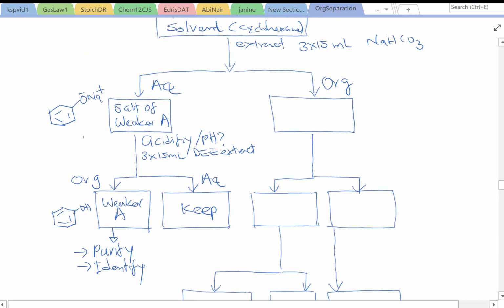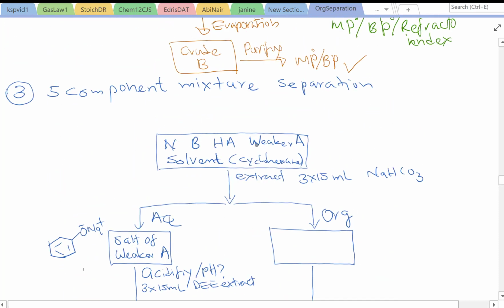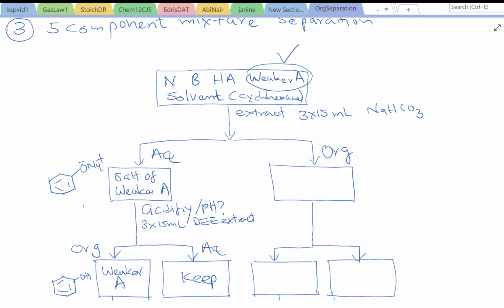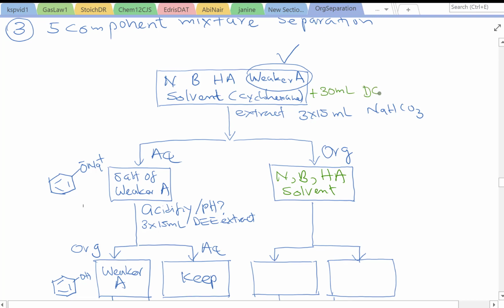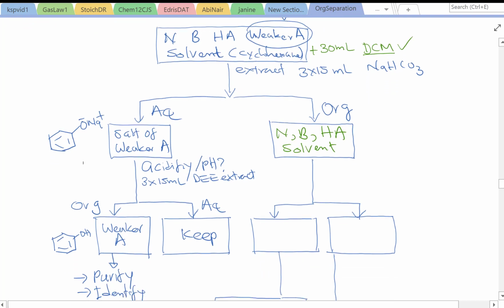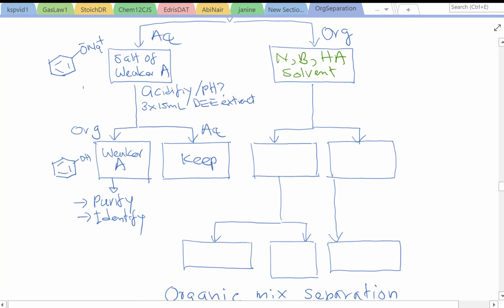And we look at the organic side, where now you have the neutral, the organic base, and the organic acid again. So this is basically the three component mixture we discussed today. So it's almost the same thing. But just understand there could be an extra 30 milliliters, something like that, of DCM mostly, and that's part of your organic solvent too, right? And that will be easily evaporated later on. Okay, so what do we do?